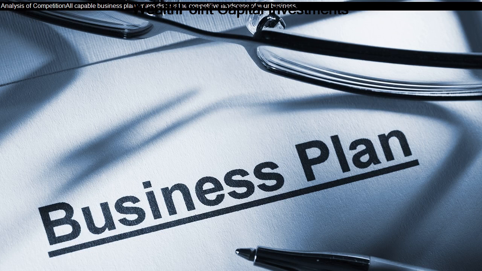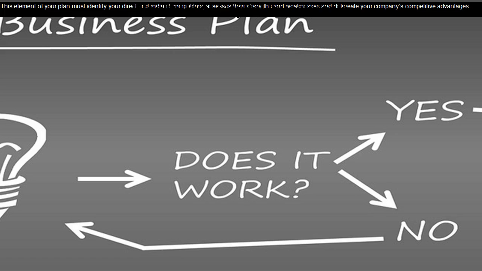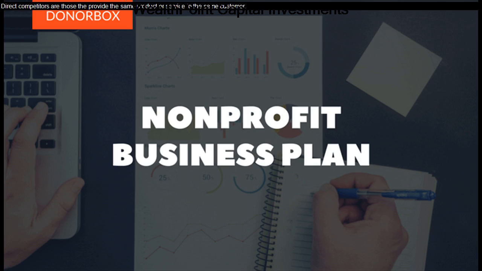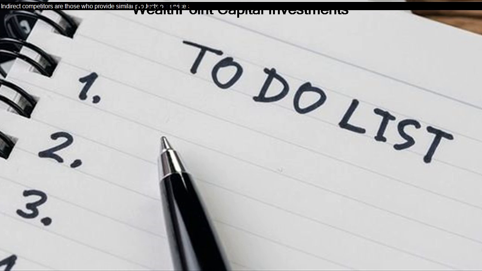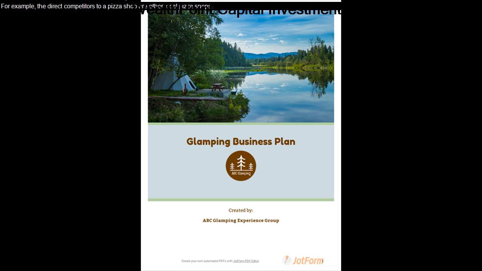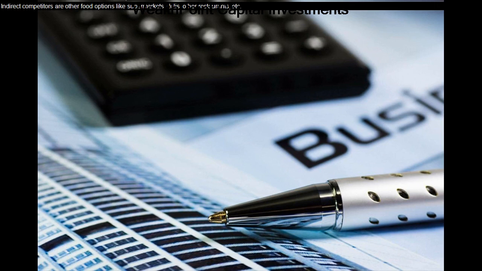Analysis of competition. All capable business plan writers discuss the competitive landscape of your business. This element of your plan must identify your direct and indirect competitors, assess their strengths and weaknesses, and delineate your company's competitive advantages. Direct competitors are those that provide the same product or service to the same customer. Indirect competitors are those who provide similar products or services. For example, the direct competitors to a pizza shop are other local pizza shops. Indirect competitors are other food options like supermarkets, delis, other restaurants, etc.